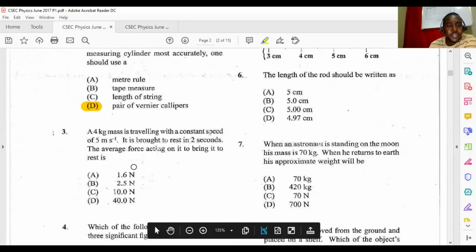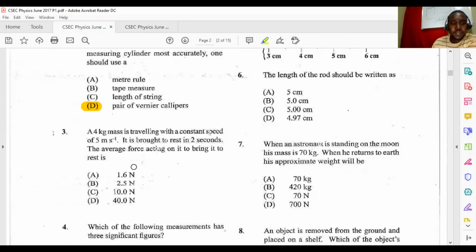All right, 3. A 4-kilogram mass is traveling with a constant speed of 5 meters per second. It is brought to rest in 2 seconds. The average force exerted on it to bring it to rest is... All right, so we're given mass, speed, and time, and we need to find the force. We know that force is equal to MA. All right, someone said C.